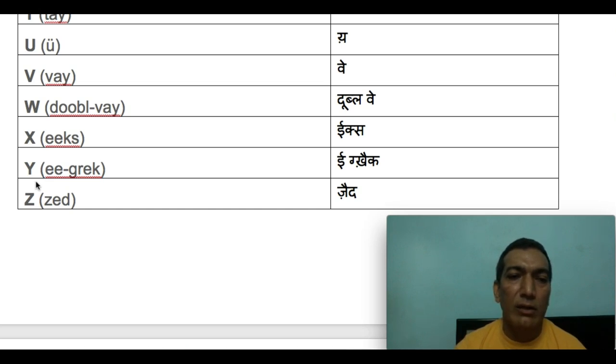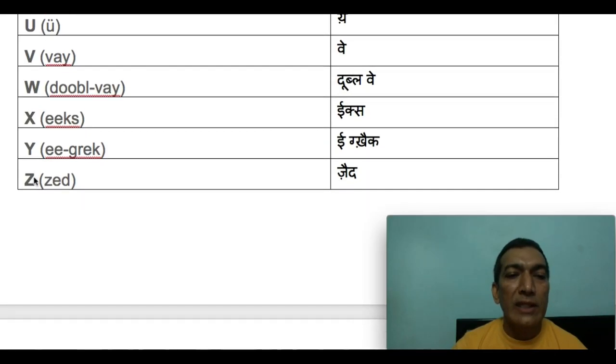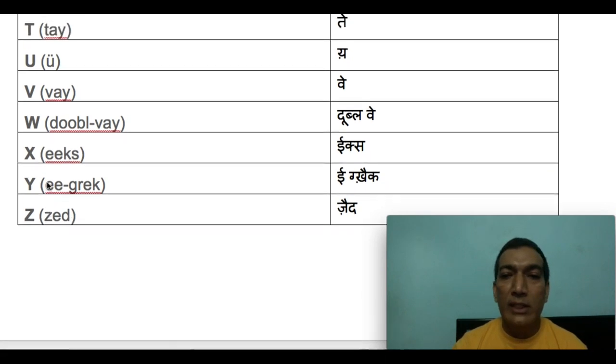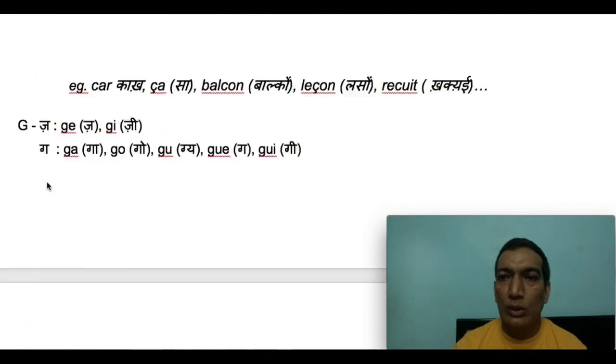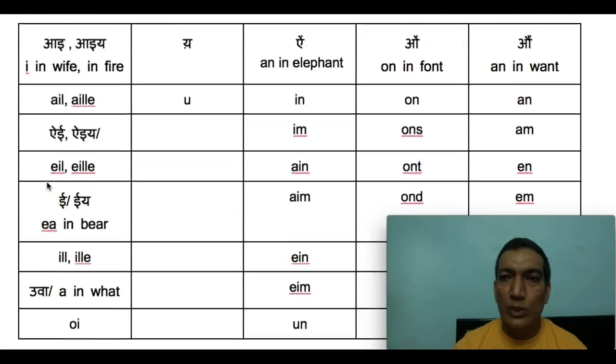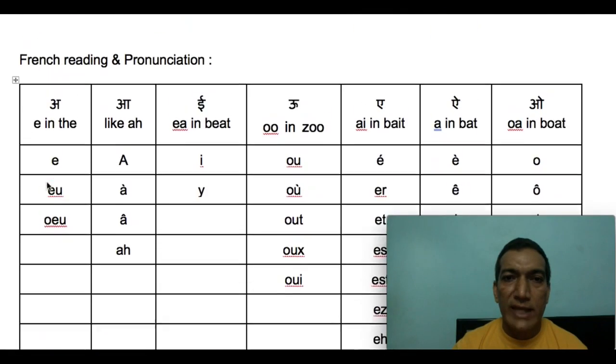Like Y is pronounced "ya," which is a consonant. The last letter in French is Z. Here also you can see it is pronounced like "zed" and not "zee" like in English. So this is the alphabet. First you have to learn this. Then we come to all the sounds which exist in French.